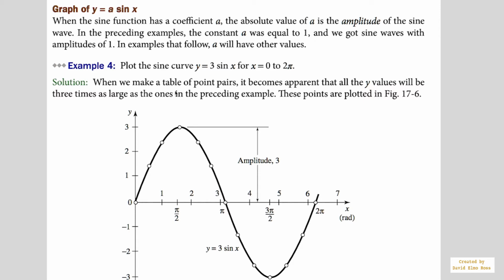And when we do that, we can change the amplitude from just being 1 here, with a given period and frequency, to any value that we want. In this case, it's saying y equals 3 sine x from x equals 0 to 2 pi. Let's see how we would set that up using Desmos.